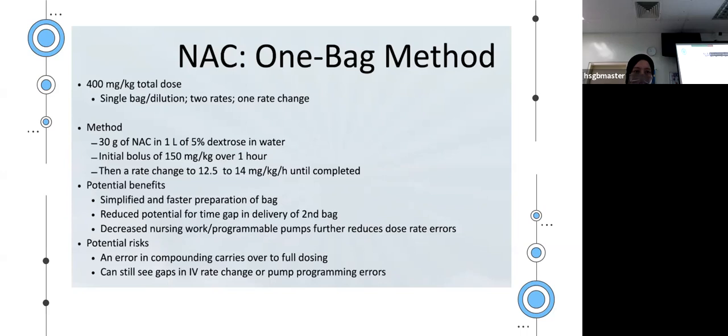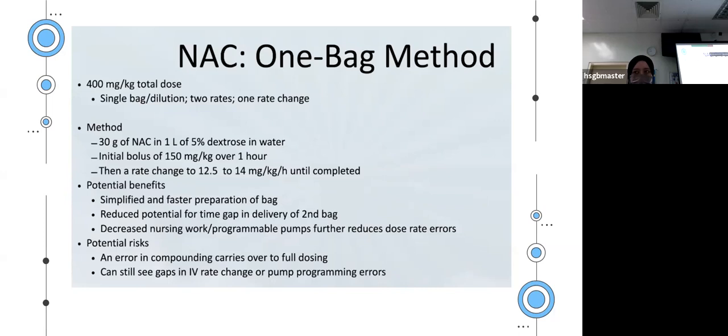However, in the one bag method, it's 400 mg per kg. It uses a single bag with a single dilution, which, if you notice, is actually much lower, which is 30 gram of NAC in 1 liter of 5% dextrose. You run it over a bolus of 150 mg per kg over 1 hour. Then after the 1 hour, you just change the rate to 12.5 to 14 mg per kg.